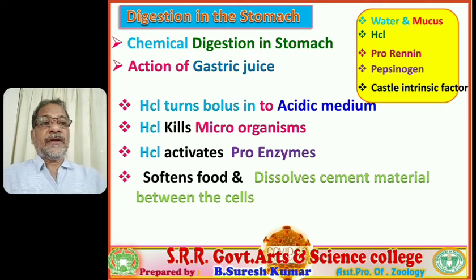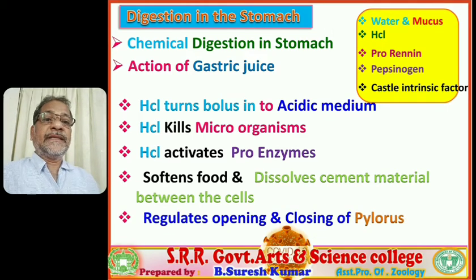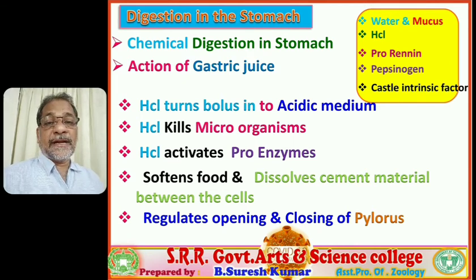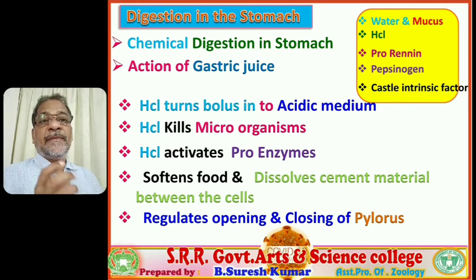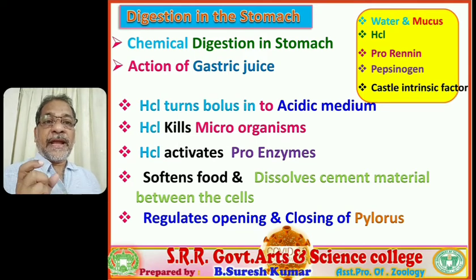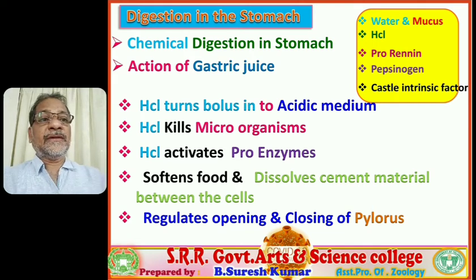Next, it regulates the opening and closing of the pylorus, and the salivary amylase action also stops. So all these are the changes mediated by the HCl. HCl turns the bolus into an acidic state, kills microbes, activates proenzymes, softens the food, dissolves the cement material present between the cells of tissues, regulates opening and closing of the pylorus, and stops the action of salivary amylase in the stomach. All these are the changes mediated by the HCl of gastric juice.